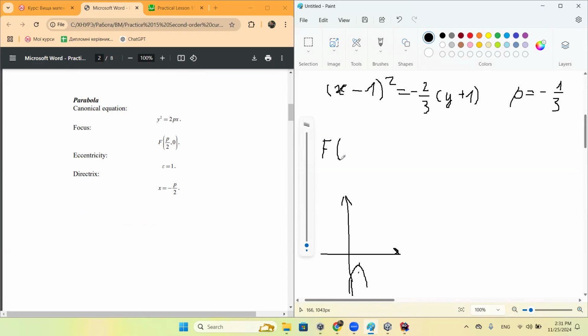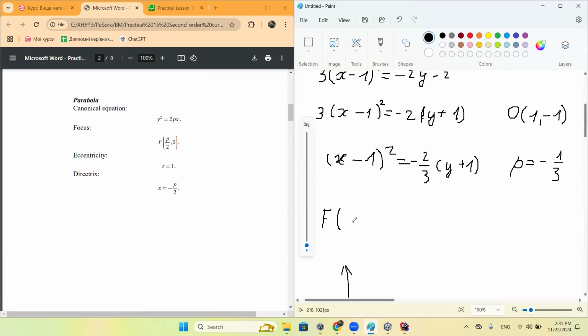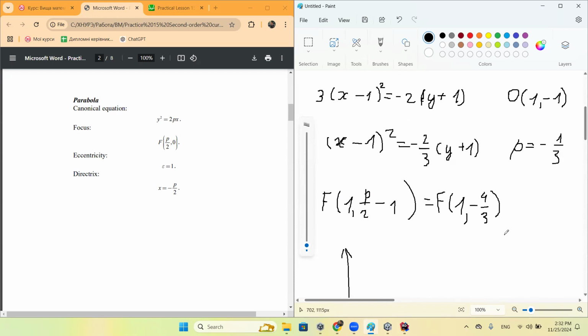So we add the coordinates of the center, so 1 and p by 2, yeah, because x and y are swapped. p by 2 plus, no, minus 1. So focus F has coordinates 1 and minus 4 by 3. So found it.